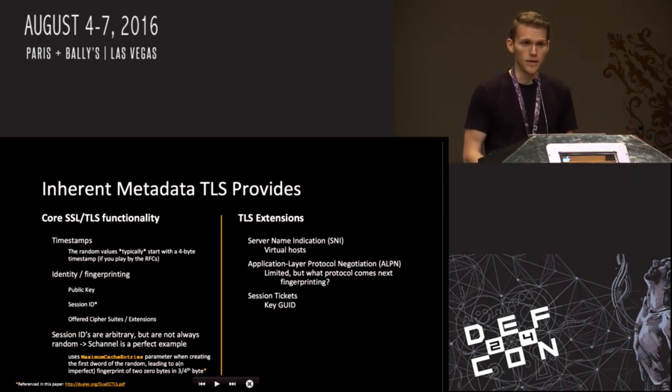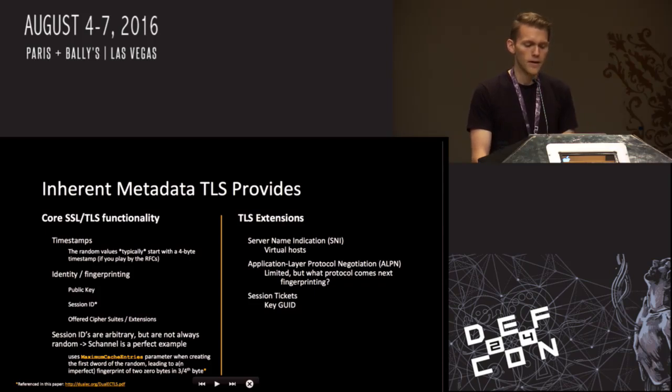Timestamps are typically the first four bytes of the random values that get generated if you're following the spec. And then there are other things like, obviously, the public key, which can be used for fingerprinting the server, but the session ID can also be used for fingerprinting the server because S channel uniquely creates these. It takes the first DWORD and performs an operation on it, as described by the people that wrote the Dual EC paper, so that the first two bytes are random, the second two bytes are zero, and then the rest of it is random. So you get a very visually recognizable pattern for the session IDs.